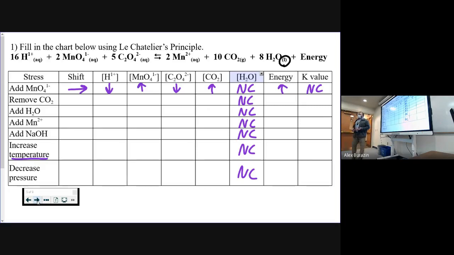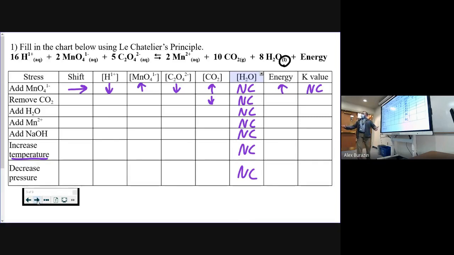Not doing any math. Let's do another one together, and then I'll give you a shot at the rest of these here. Removing carbon dioxide. The very first arrow I want to put in is the arrow of my stress. What am I doing? I am removing something. That means I am forcing that to go down. That is the stress. As a result of that stress, which way does my reaction want to shift to reestablish equilibrium?